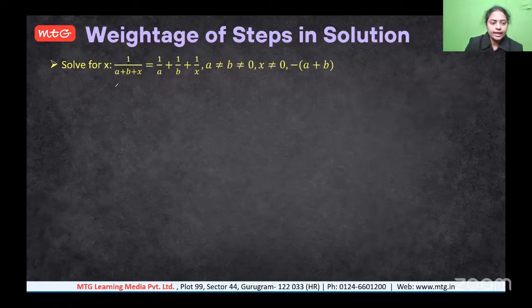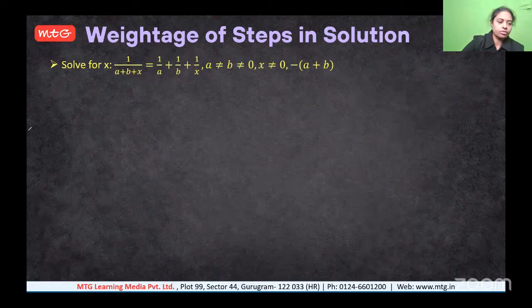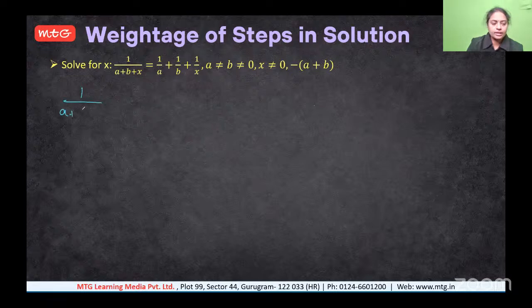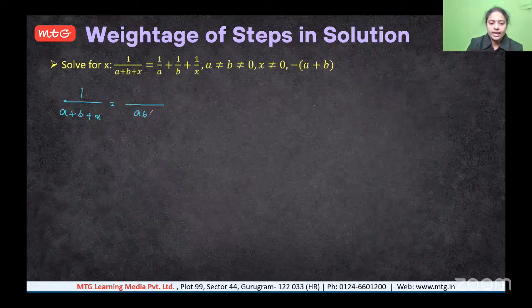So you'll get this like this. So here let me go with it. So on the left side, I have 1 by (a + b + x). On the right side, the denominators are a, b, x. So the LCM is abx. So the numerator में जो भी terms बनेंगे, bx plus ax plus ab, ये बनेंगे numerator.